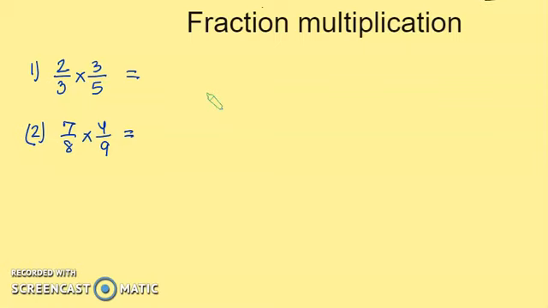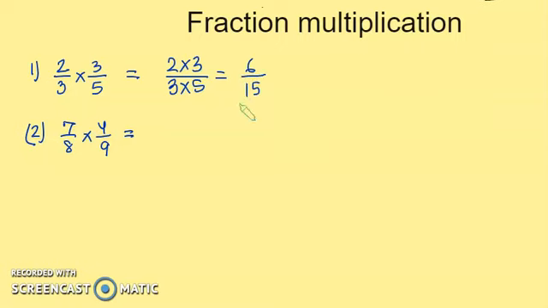Now we have fraction multiplication. So how to multiply two fractions? As you can see, the first question is 2 by 3 times 3 by 5. So all we need to do is multiply the numerators. So 2 times 3, and multiply the denominators, that is 3 times 5. 2 times 3 is 6, and 3 times 5 is 15.